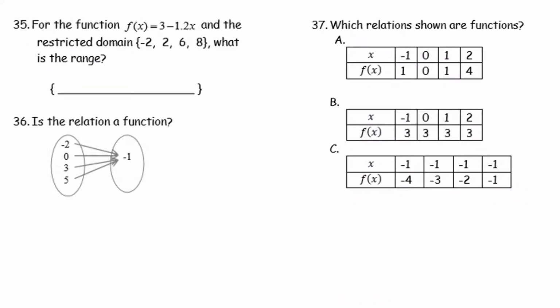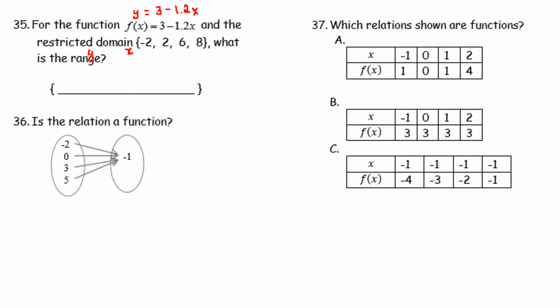Okay, so for 35, it says for the function f of x equals 3 minus 1.2x and the restricted domain -2, 2, 6, and 8, what is the range? So remember, ranges are y values. And also remember, f of x means the same thing as y. So I could rewrite this equation as y equals 3 minus 1.2x. And remember, domain are your x values.